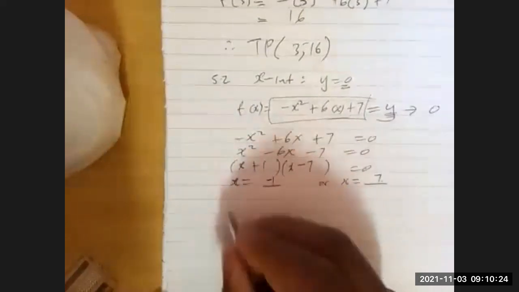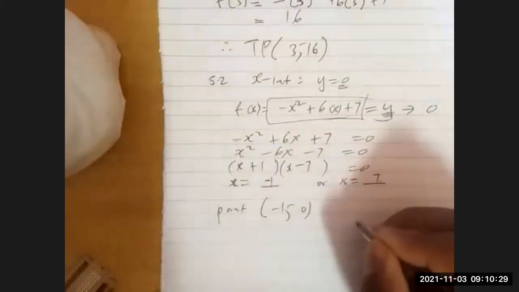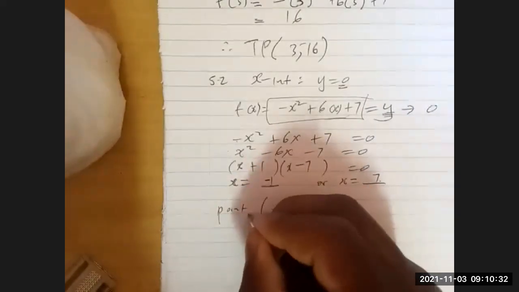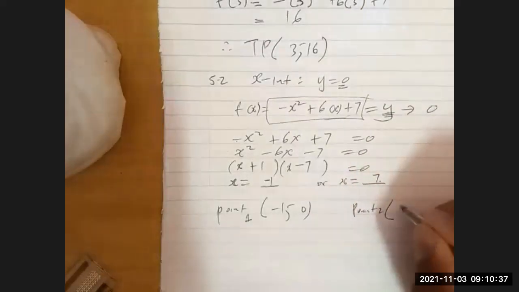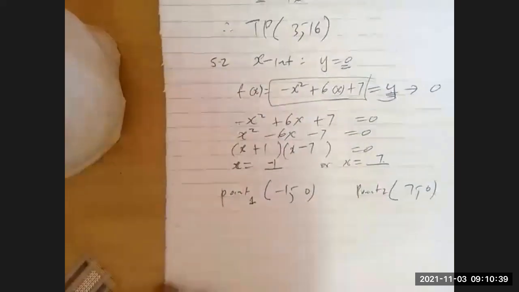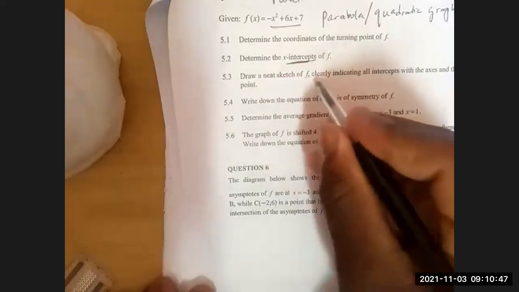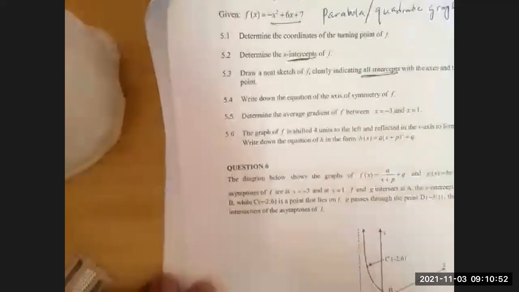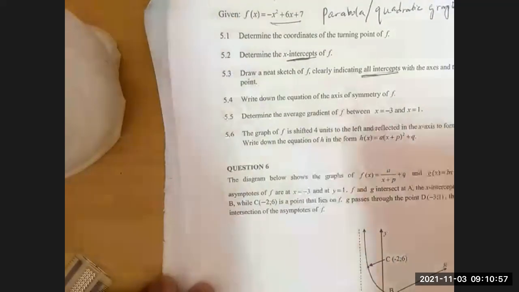So our x-intercepts here, we have the point negative 1 and 0, and then point 2, that is 7 and 0. So these are the coordinates of the x-intercepts. So that is it with 5.2. And then draw a sketch of f, clearly indicating all intercepts with the axes and the turning point, okay?